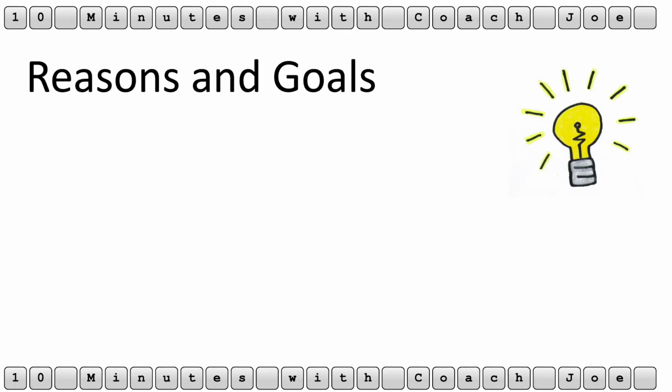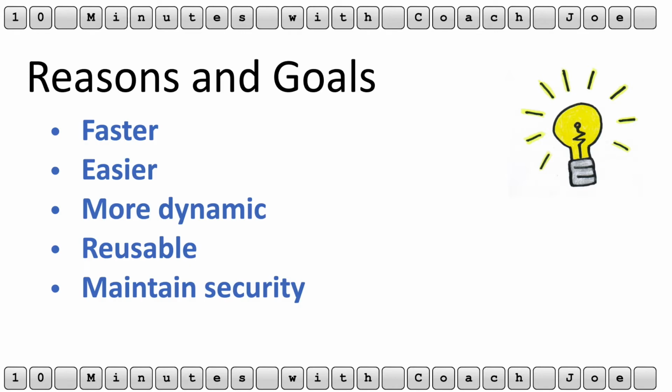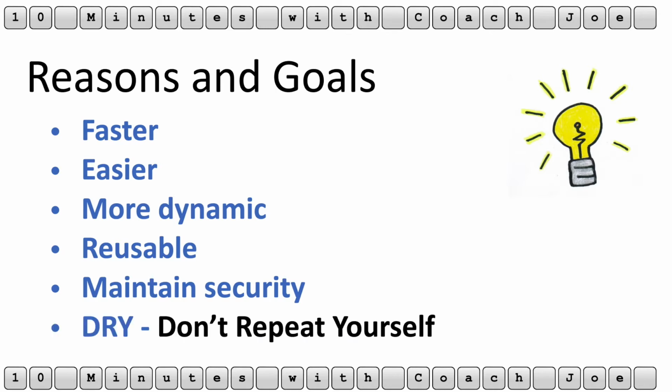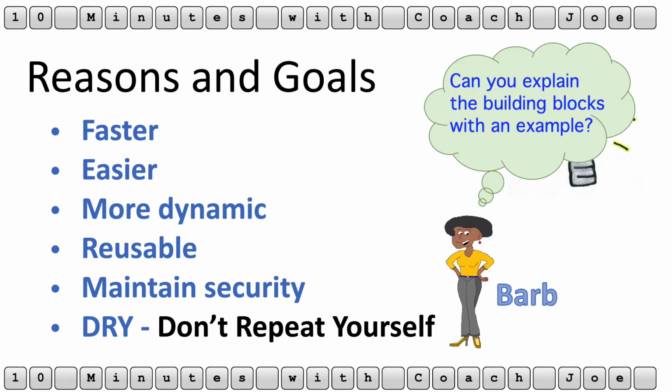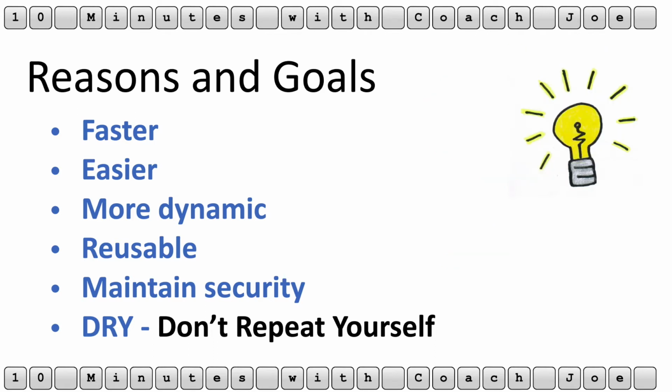With the use of these building blocks, programming becomes easier, faster, and more dynamic because we create components that can be reused in different ways but still maintain security. You will see the acronym DRY, don't repeat yourself, from time to time. Don't write the same code more than once, reuse the code instead. Yes, these terms are vague until you better understand the true meaning. Let's go over a visual example.